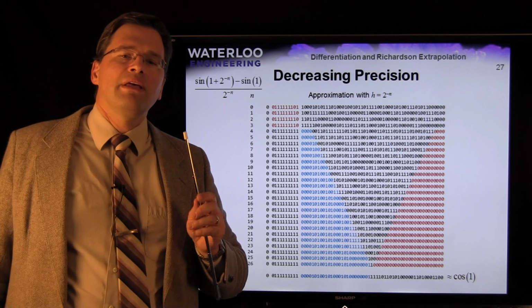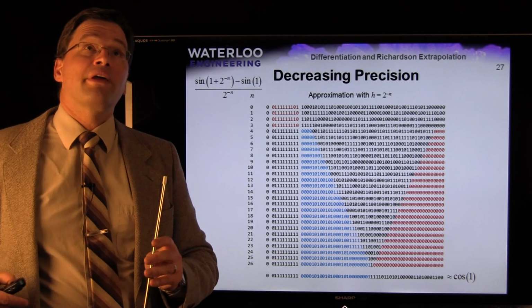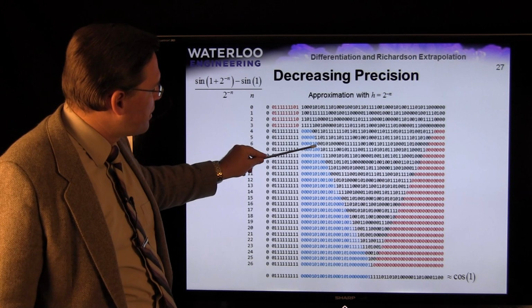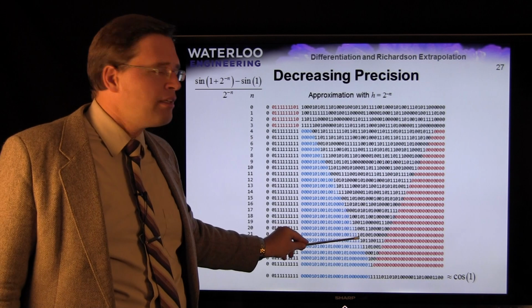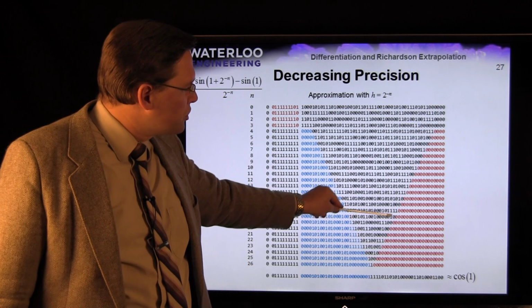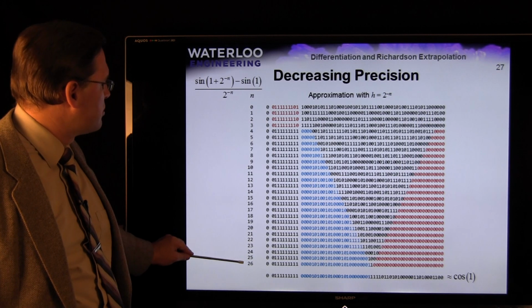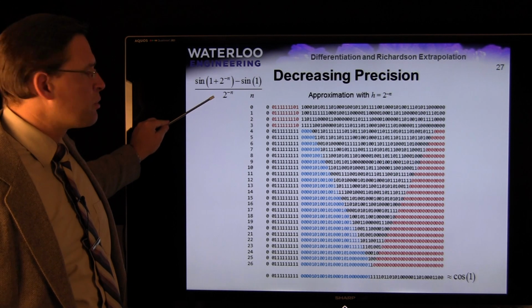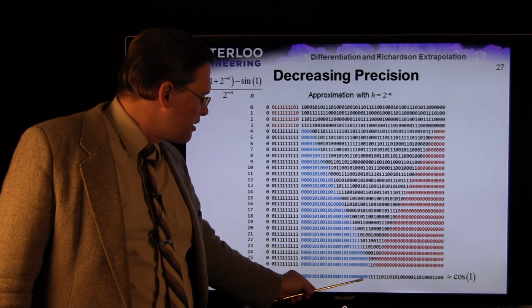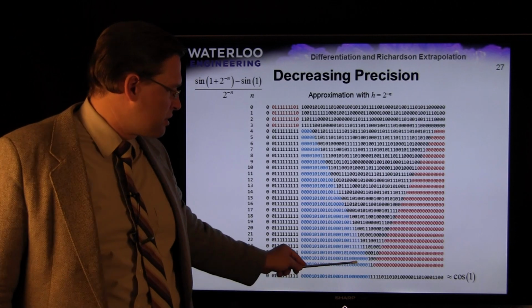So now, let's look at the approximation of the derivative of sine at 1, and notice what happens. With each single iteration, at some point we get 1 more bit of accuracy. However, we also lose 1 bit due to subtractive cancellation. So notice that when n is equal to 26, basically h is equal to 2 to the negative 26, you will see that these two numbers essentially meet. Here, these numbers are accurate. The numbers after this point are inaccurate. They're all 0 over here.